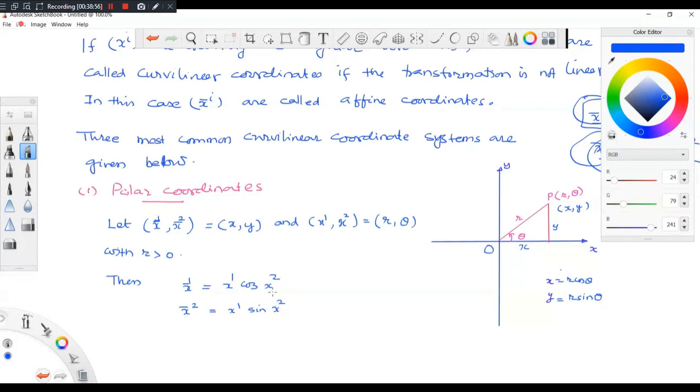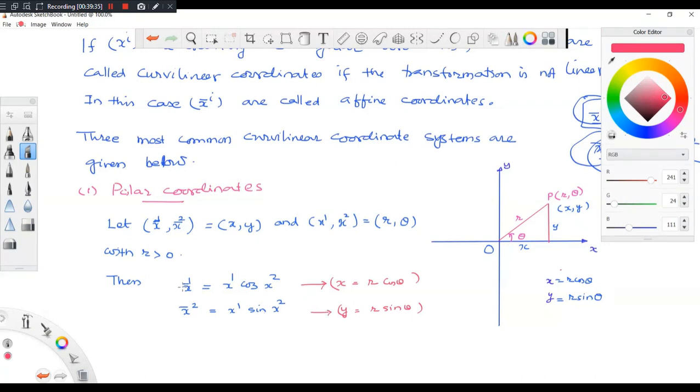It may be difficult for you to agree to this kind of notation. But what is this? This is precisely x bar 1, which is nothing but x. What is x1? X1 is r. And what is cos x2? X2 is nothing but theta, so it is cos theta. Similarly, y is equal to r sin theta. So it is the same thing.